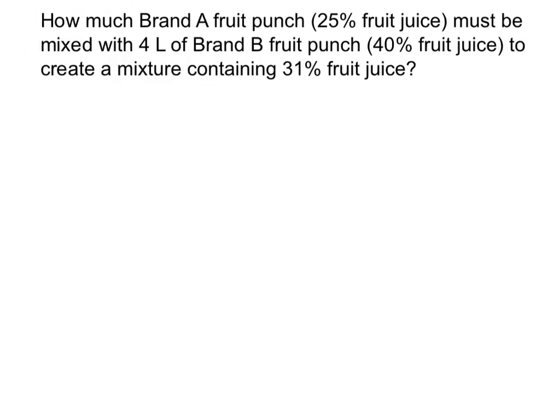How much brand A fruit punch, which has 25% fruit juice, must be mixed with 4 liters of brand B fruit punch, which has 40% fruit juice, to create a mixture containing 31% fruit juice.